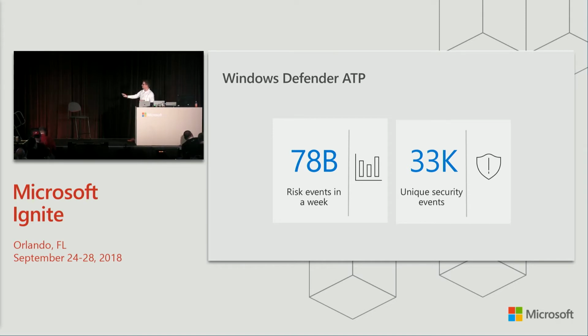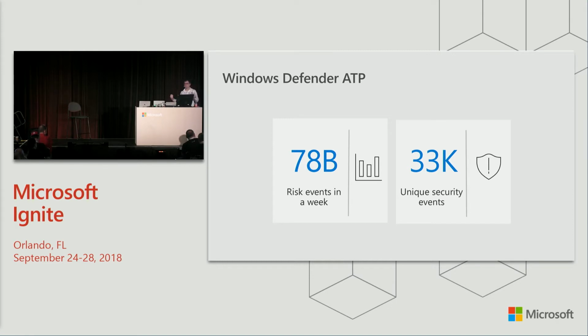I wanted to linger on some numbers here to give you some momentum behind ATP. This is a Windows E5 offering. In just a week, this is the last week before Ignite, it detected 78 billion risk events. So these were, again, behavioral analysis events. Some process was injected into a piece of code that escalated its privilege and took admin rights on a machine. ATP detects that, surfaces it up to admins. That covered 33,000 unique security events.